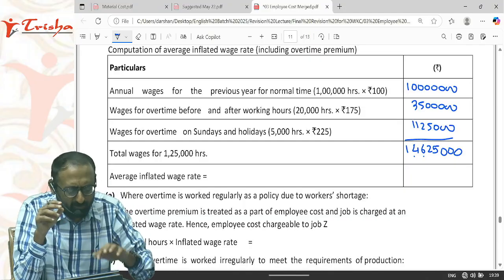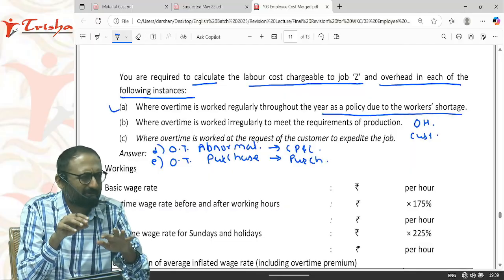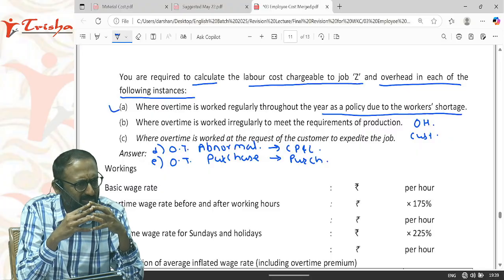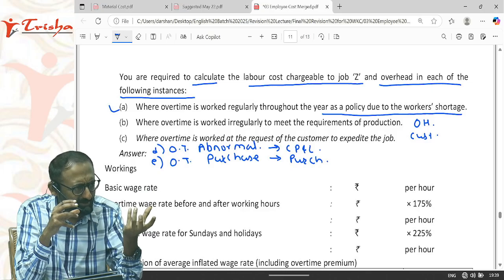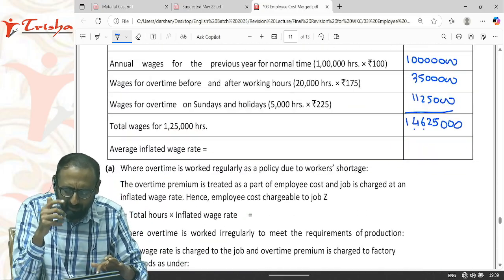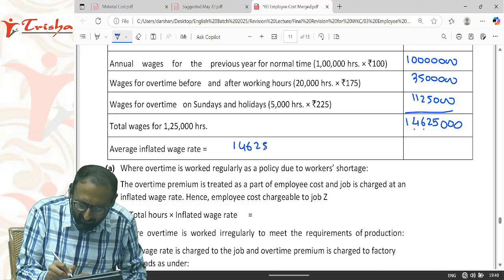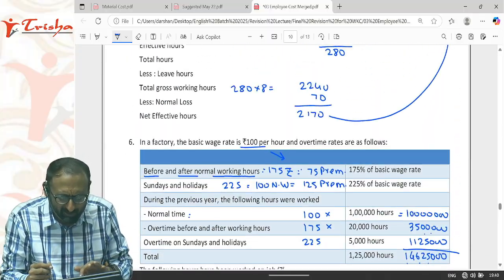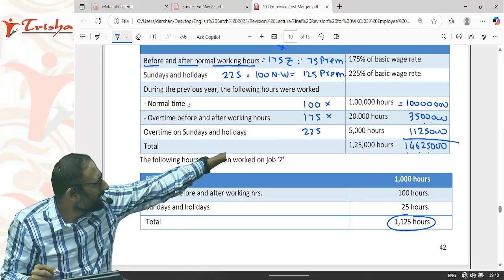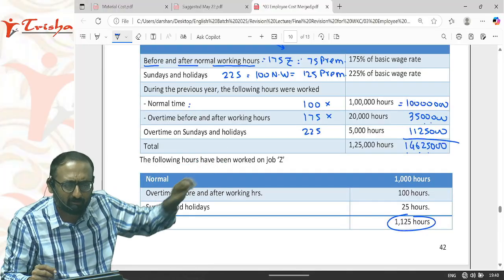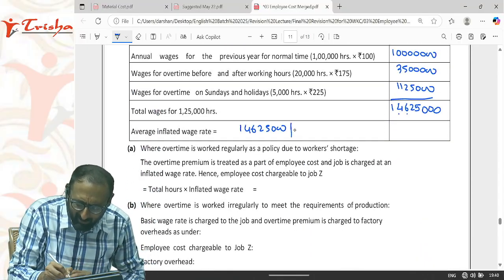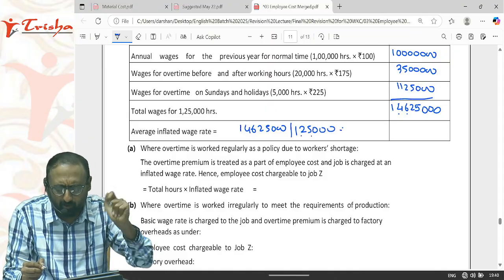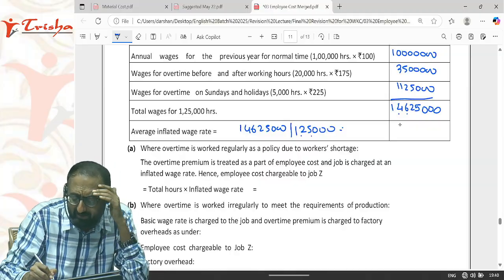Now, first scenario: you have a permanent shortage of workers. If a permanent shortage is there, then use last year's data and inflate the wage rate. So 1 crore 46 lakh 25,000 divided by the total hours worked last year, which is given in the question as 1 lakh 25,000 hours. Quickly tell me what will be the inflated wage rate. Is it 117?